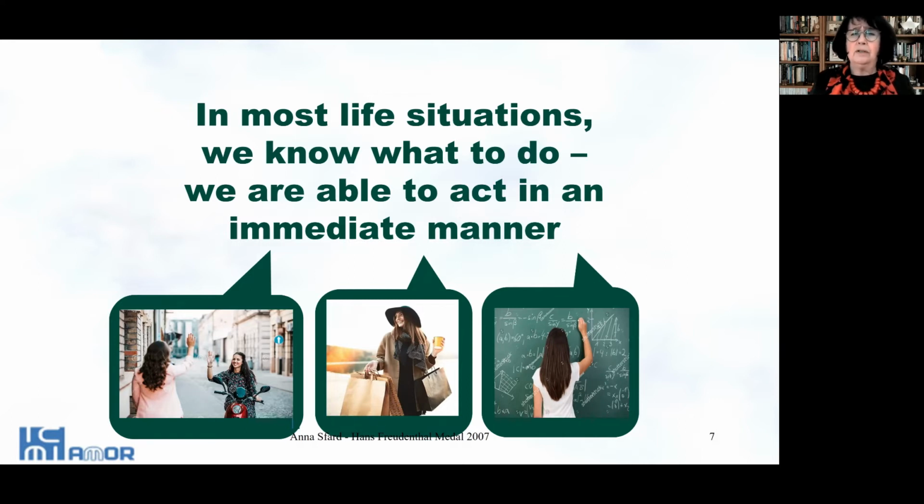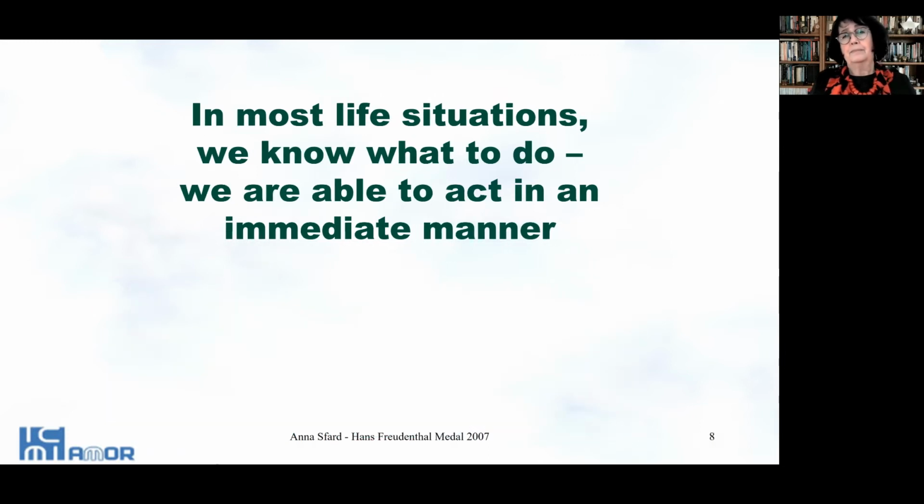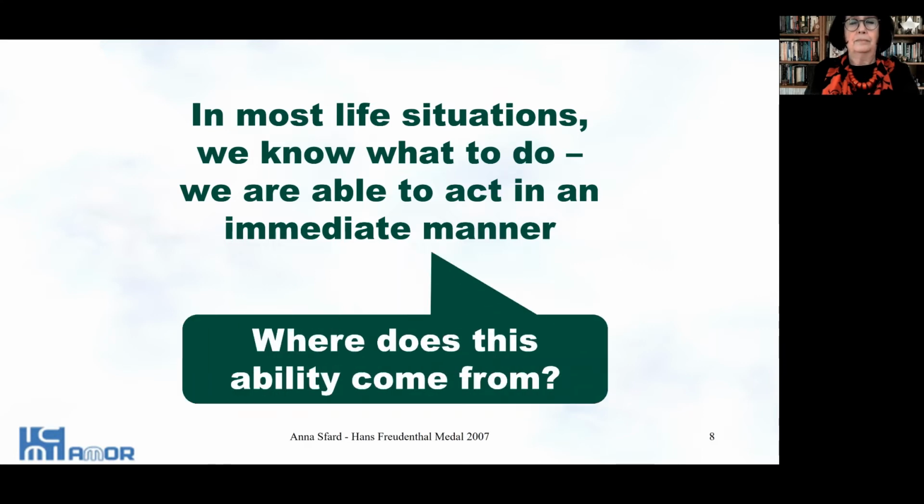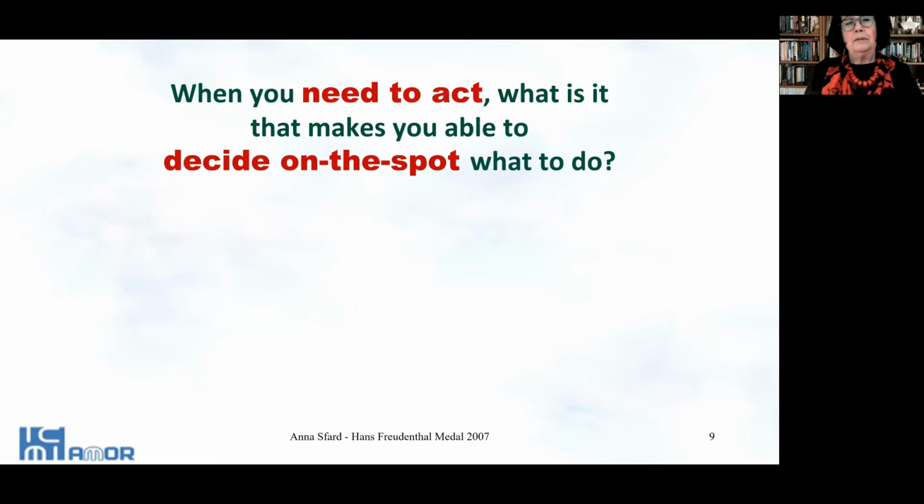Of course, you may have difficulty solving a given mathematical problem, but in most cases, you do know more or less what you are expected to do and what kind of action would count as appropriate. And now the question is, where does your ability to decide effortlessly about what to do come from? Let me repeat, when you need to act, what is it that makes you able to decide what to do?